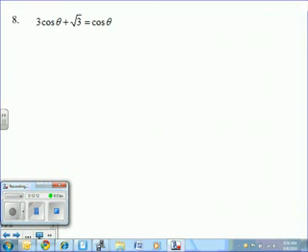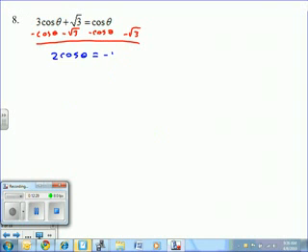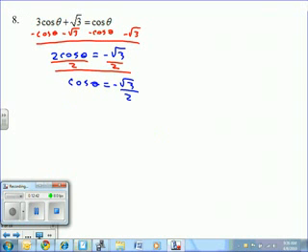All right, same thing on this problem. You're going to put your like terms together, so I'll subtract this cosine theta to the other side. And then I might as well move the square root of 3 over here. So I've got 2 cosine theta equals negative square root of 3. And then what do I do? Divide by 2. Yeah, just divide by 2. Cosine theta equals negative square root of 3 over 2.